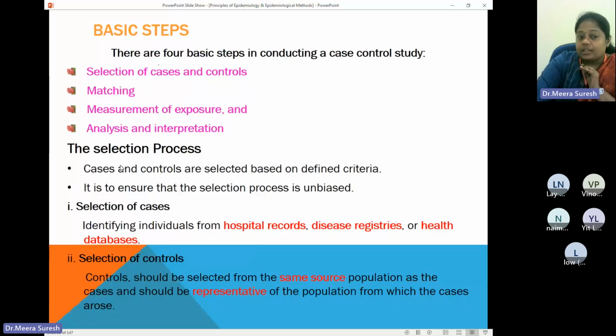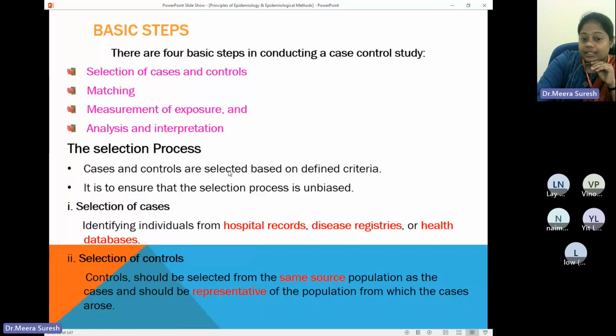The selection process. So cases and control have to be selected very carefully. When we are taking the cases, cases we will get somewhat easily, as we go to hospitals or some research centers and you will get the data. But it is difficult to get a somewhat similar control. So if the selection has not been done properly, there can be some error happening in a case control study. That is why we have to be very sure about how we are collecting our sample.